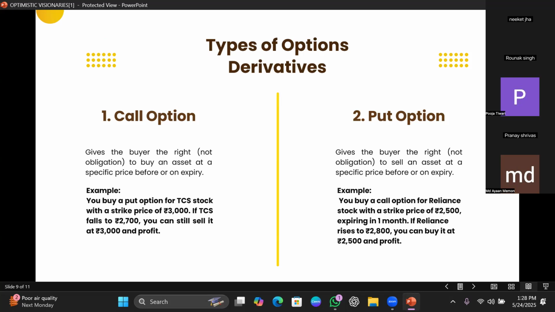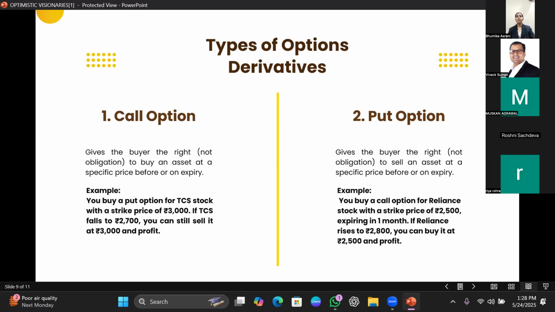Go ahead. Yes. So let us begin by understanding what option derivatives are. An option derivative is a type of financial derivative that gives the buyer the right but not the obligation to buy or sell an underlying asset at a fixed rate called the strike price. They are commonly used to manage risk, to earn profit, or to speculate on price movement in the market.